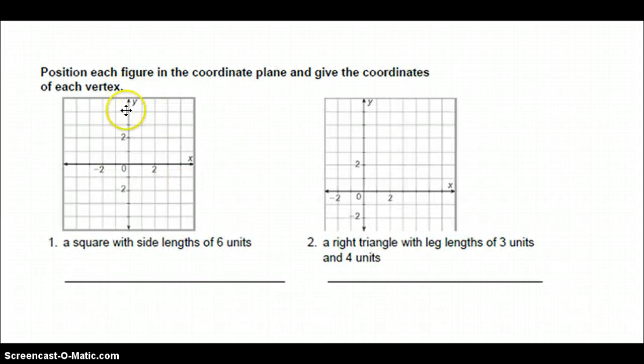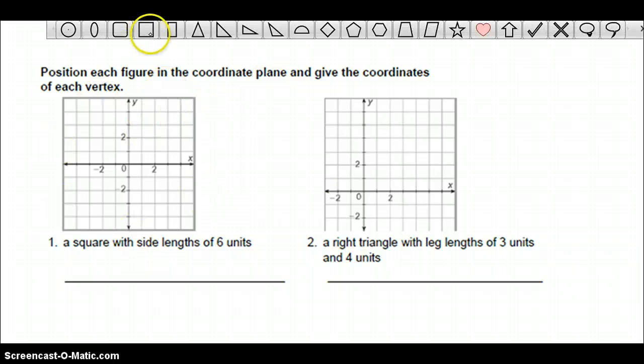So let's take a look at example 1. We need to position each of these figures according to what we're given here. We want to position a square with side lengths of 6 units. That can be any kind of square we choose. As long as the sides are 6 units, we can position it anywhere we want. So we're going to find a square and position it so that it is 6 by 6. Well, our scale counts out 5 in each direction, so I really wouldn't be able to position a vertex at the origin, so I'm going to make my figure centered at the origin so that I have enough room.